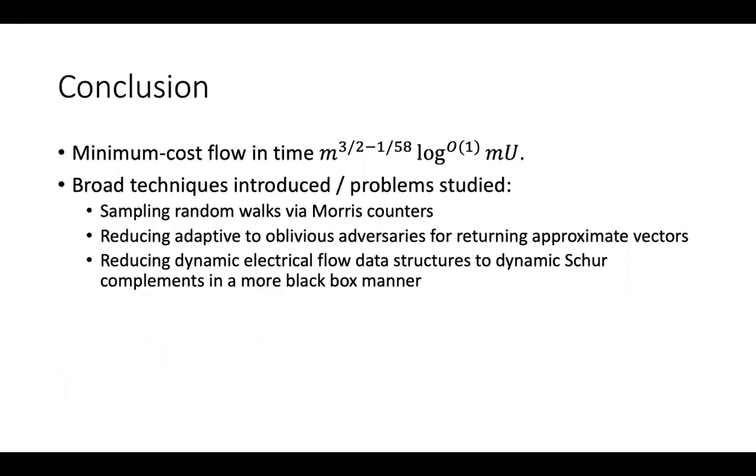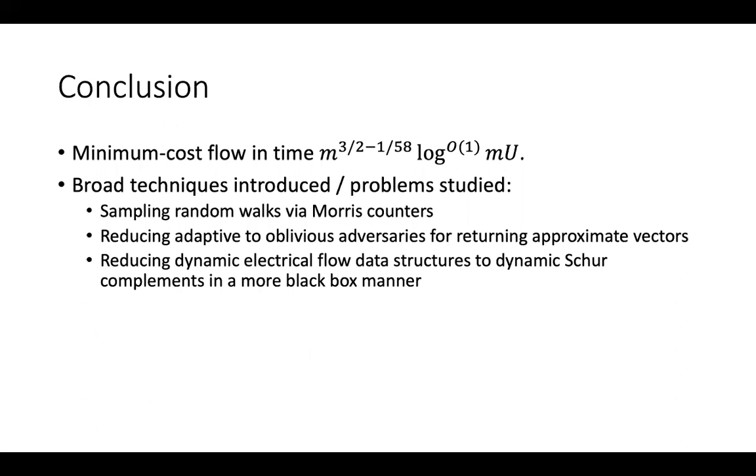To conclude, we gave a min cost flow algorithm that ran in time m^(3/2 - 1/58) polylog m. We introduced several broad techniques that are not even directly related to maximum flow, but could just be applicable to many settings. We show that you can simulate random walks and estimate their length critically using Morris counters. We can reduce adaptive to oblivious adversaries for the problem of returning approximate vectors. And we also show that dynamic electrical flows can be directly reduced to dynamic Schur complements in a fairly black box manner.